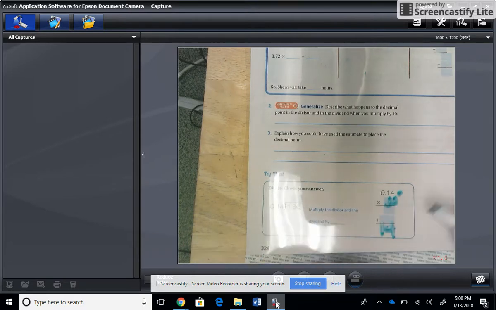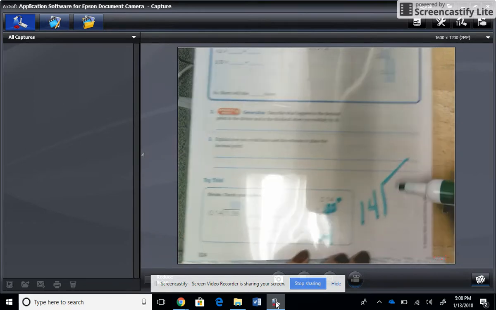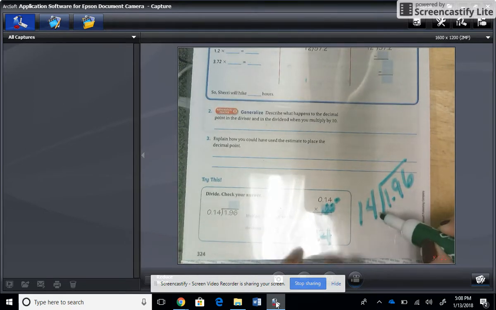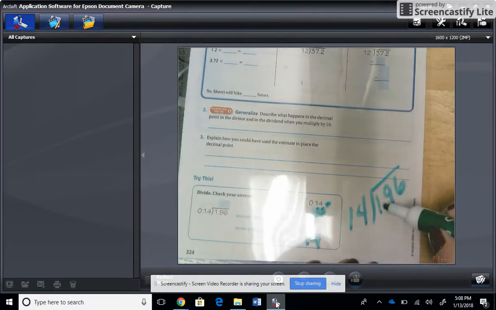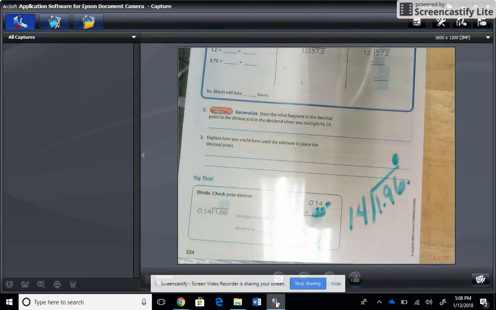So now I'm dividing. So what does that look like? 14 divided by, if I look here, I moved it 2 places, or I took it times 100. That means I've got to take this one times 100. I got to move it 2. My decimal goes here. I'm going to put it right up here.